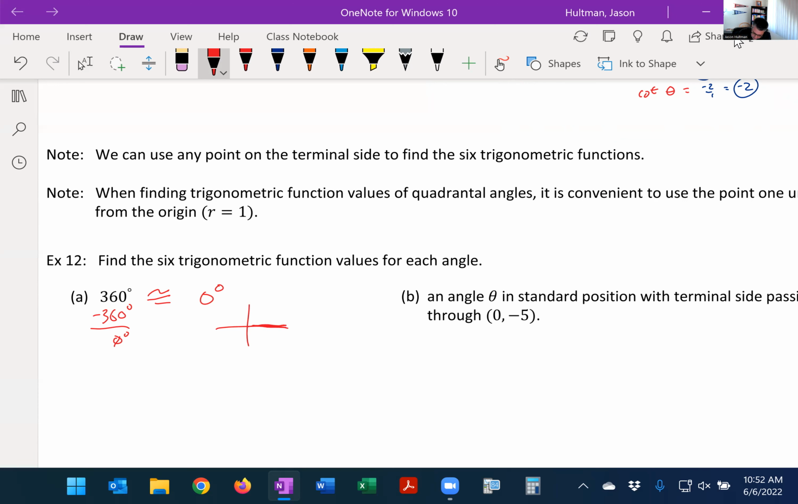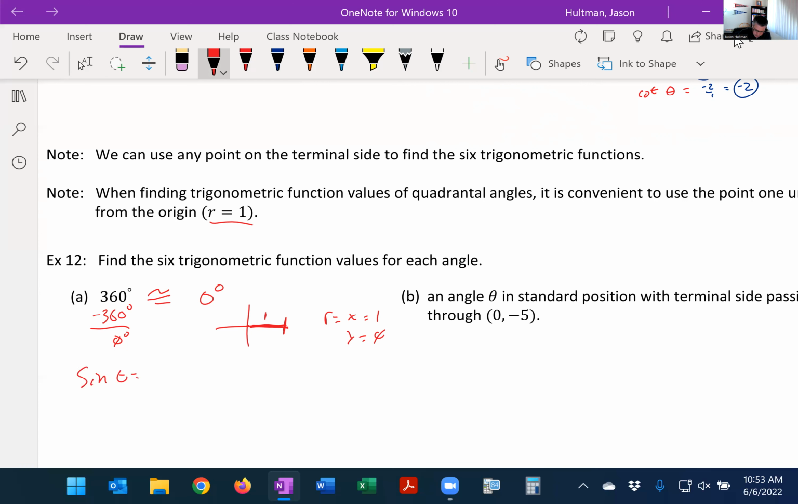It's just the x-axis. And they're saying it's convenient to let r equal 1. So we're going to let r equal 1, and we're going to say that this is 1 unit. What's interesting is that r here is also x, and they're both 1, because it's in the x direction, and y is 0. Okay, so let's use this to get our 6 trig functions.